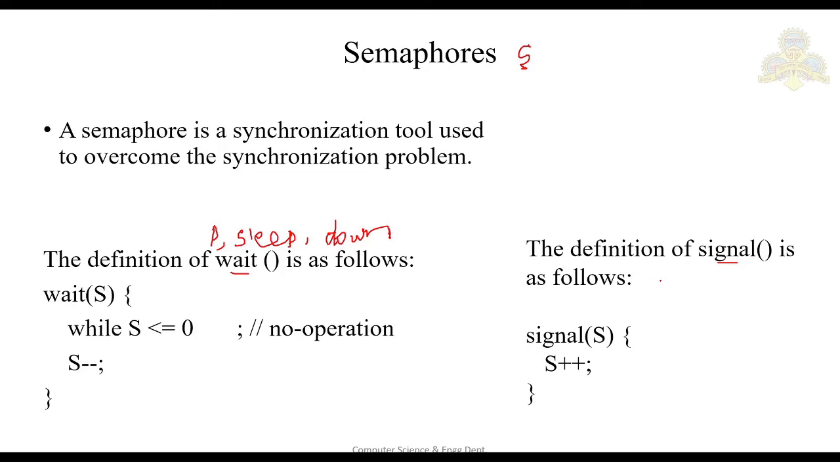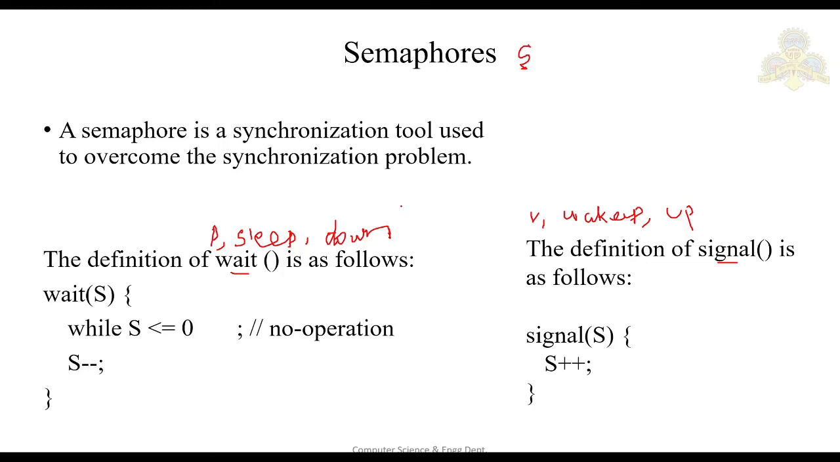Then the signal operation is also called the V operation, or wake up operation. Sleep's opposite is wake up, right? So it is the wake up operation. Then the opposite of down is up. It is also called the up operation. So both the operations are atomic, right? And your semaphore is always initialized to integer 1.